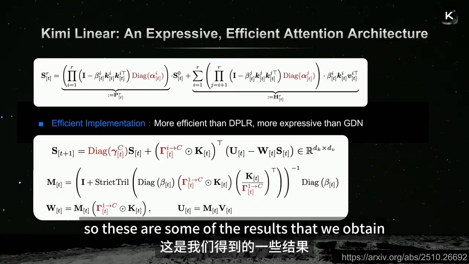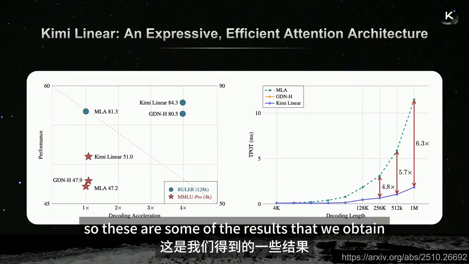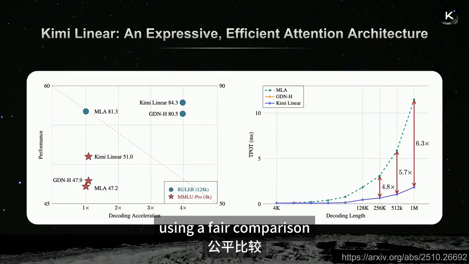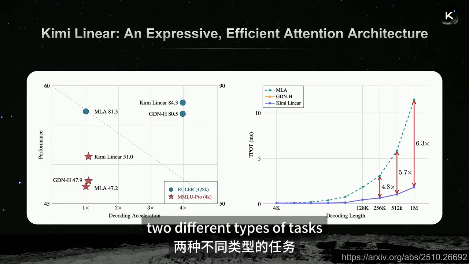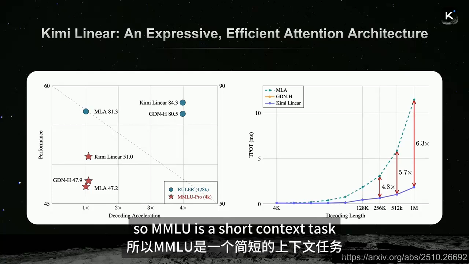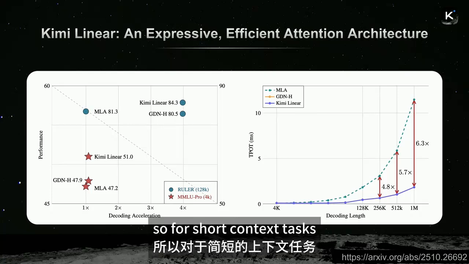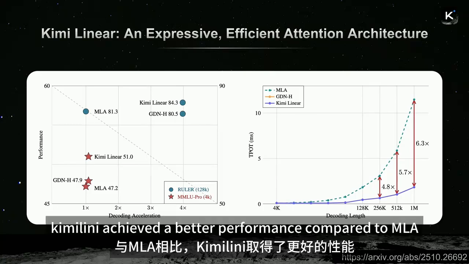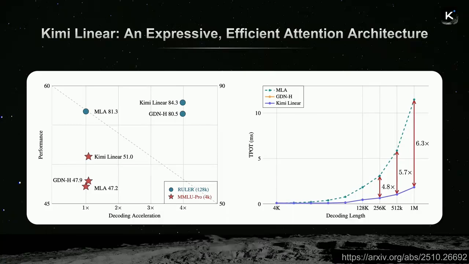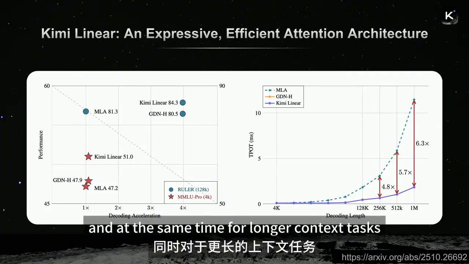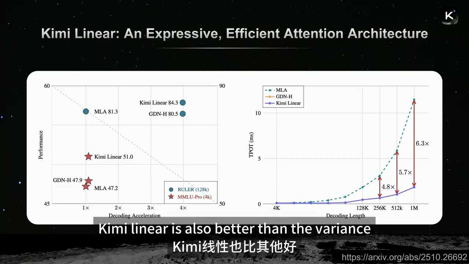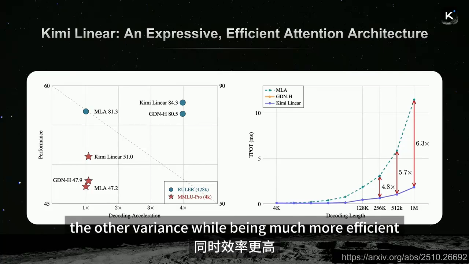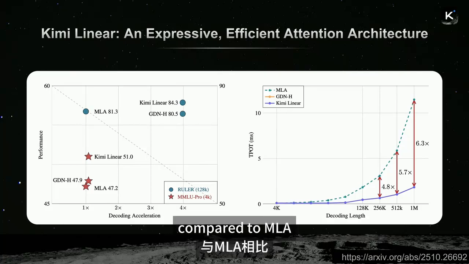So these are some of the results that we obtained using a fair comparison. On the left-hand side, we see the performance on two different types of tasks. MMLU is a short context task. For short context tasks, Kimi Linear achieved a better performance compared to MLA and GDN. And at the same time, for longer context tasks, such as RULER, Kimi Linear is also better than the other variants, while being much more efficient compared to MLA.